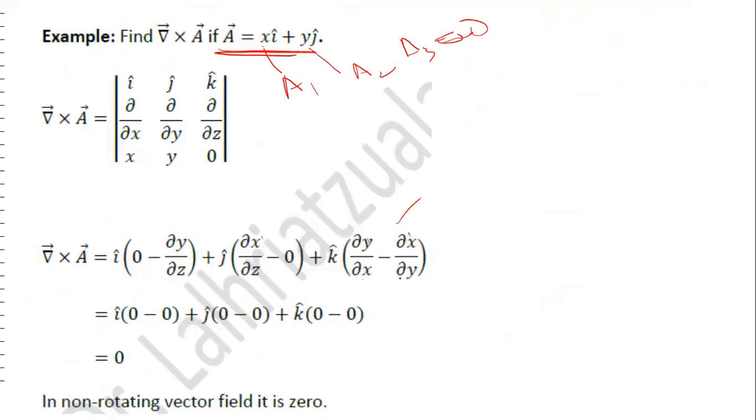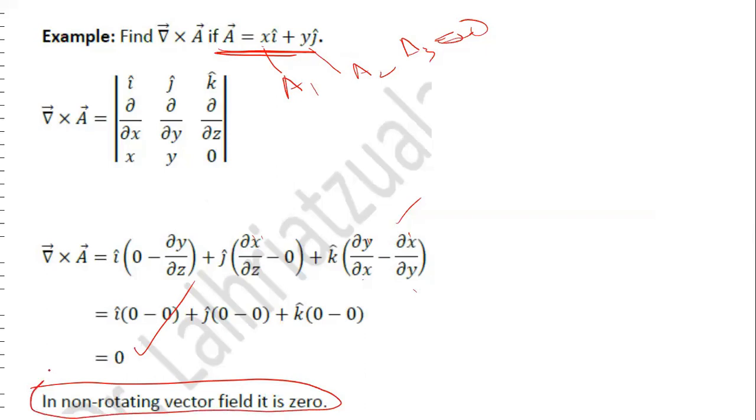And this is also 0. All of them are 0. And eventually you see that this is 0. So that means non-rotating vector field. Curl of non-rotating vector field is always 0.